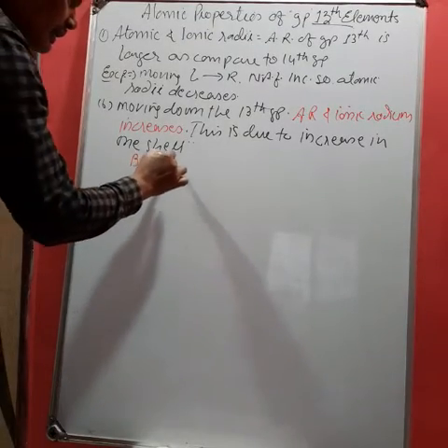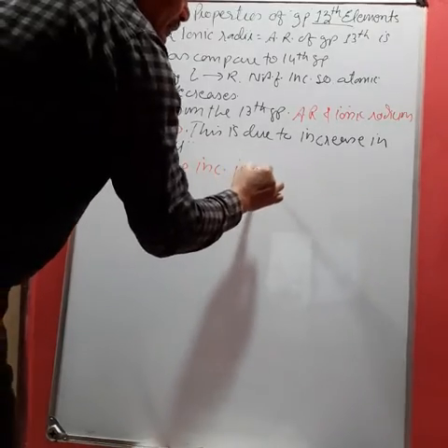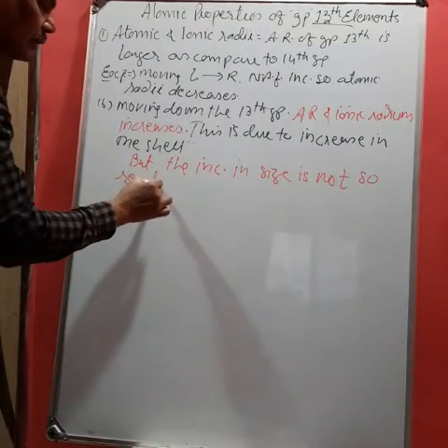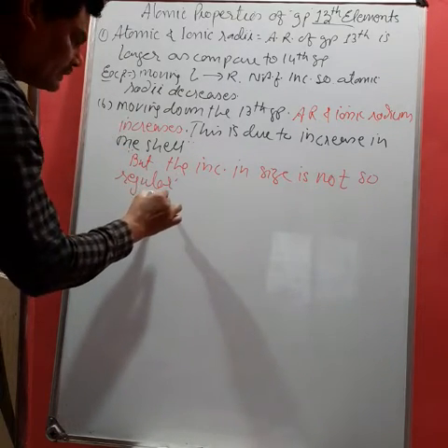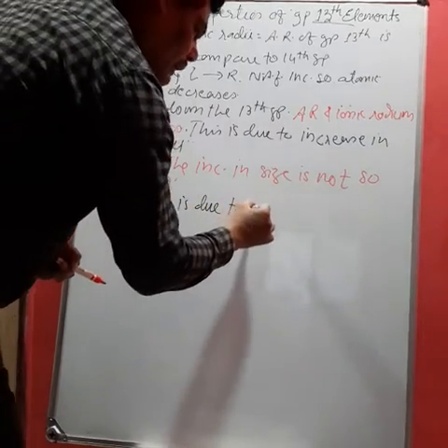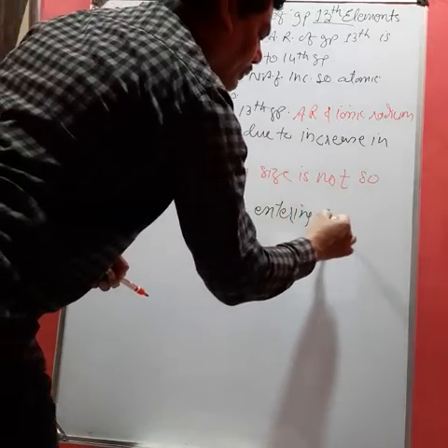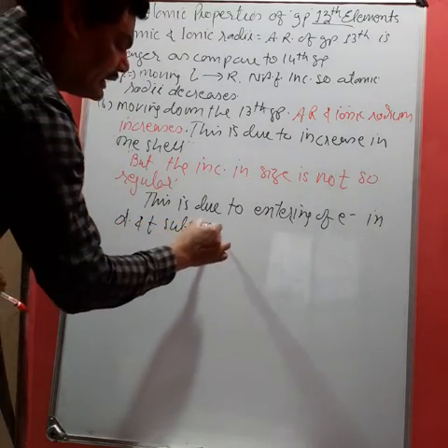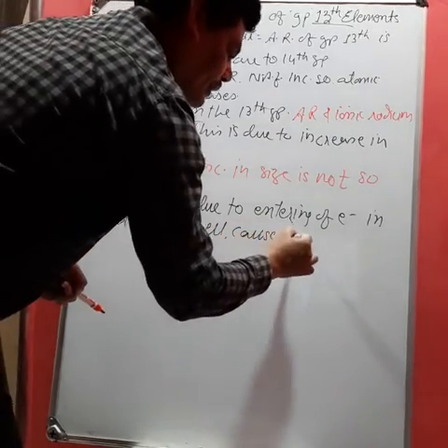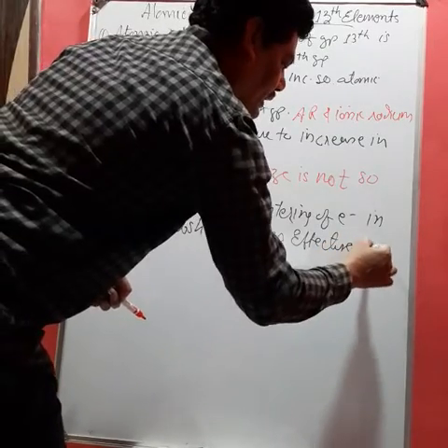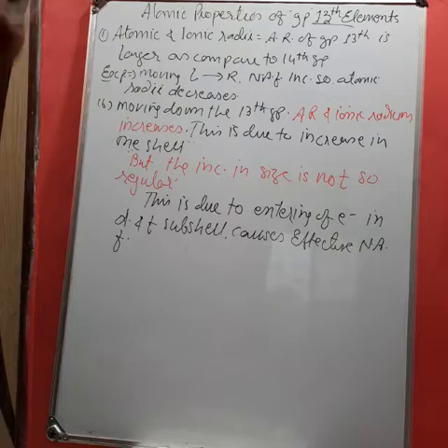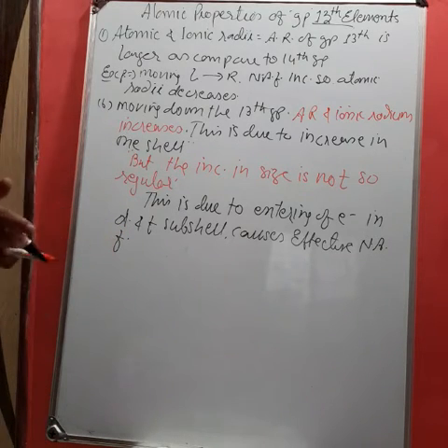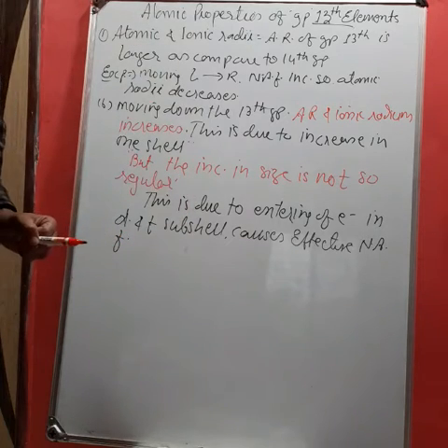But the increase in size is not so regular. Okay. This is due to entering of electrons in d and f subshell. D and f subshell causes effective nuclear attraction force. Okay, and due to increase in effective nuclear attraction force, the atomic radius does not increase regularly as it should increase due to increase in one shell.